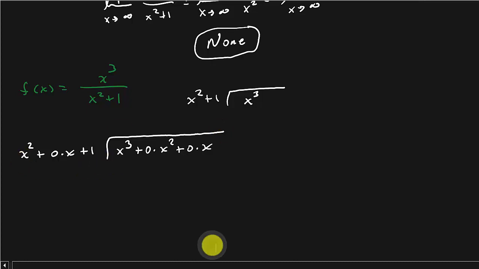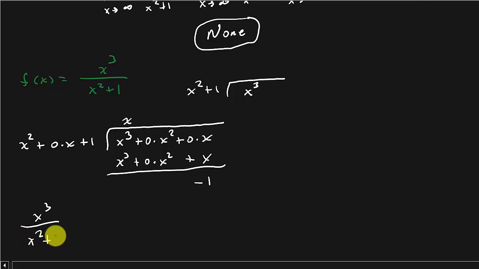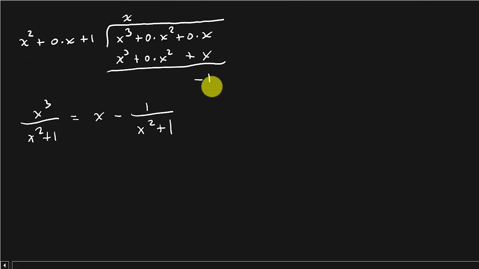So x times x squared is x cubed, so that's x right there. Then I multiply, so that's x cubed plus 0 times x squared plus x. Change the sign and add, so that's going to be -1. And so I get x cubed over x squared plus 1 is equal to x minus 1 over x squared plus 1. Remember, it's the quotient plus the remainder over the divisor. And so plus the minus and plus, that makes a minus there.